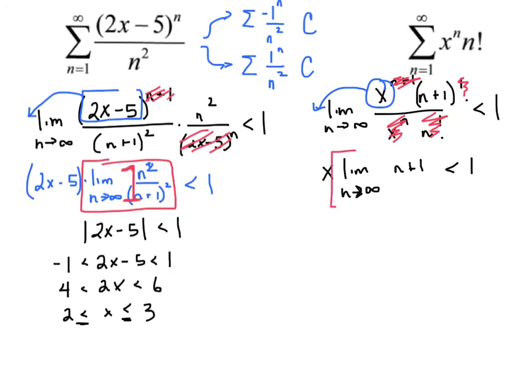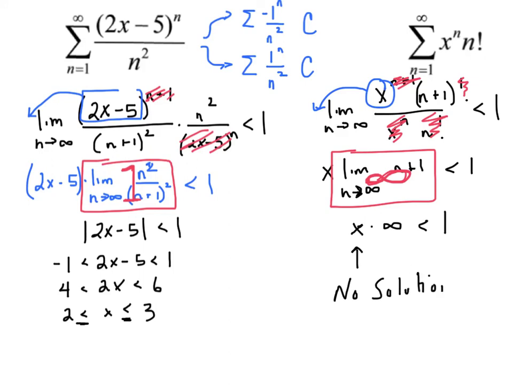So focus on this right here. As n goes to infinity, the limit of n plus 1 is infinity. So x multiplied by infinity needs to be less than 1. Well, that'll never happen. So there's no solution to this. And you think back, and again, think about taking something and multiplying it by a factorial. Factorials are huge. There's nothing I could multiply a factorial by to get this to converge. So there is no interval or radius of convergence.